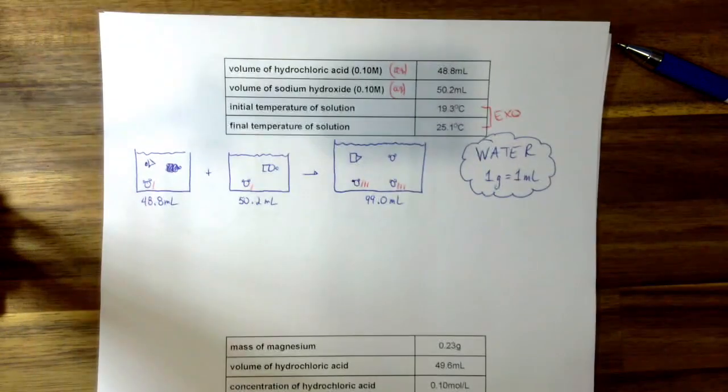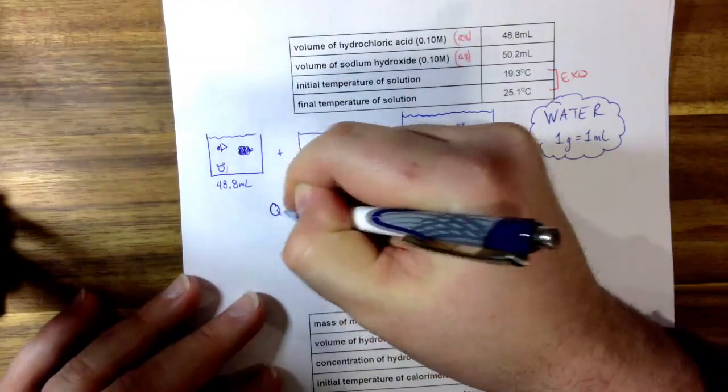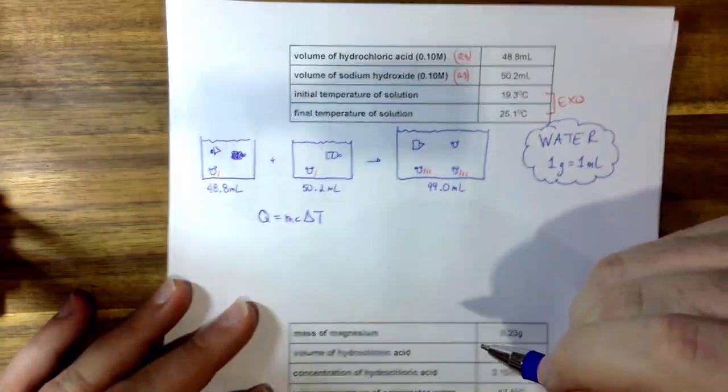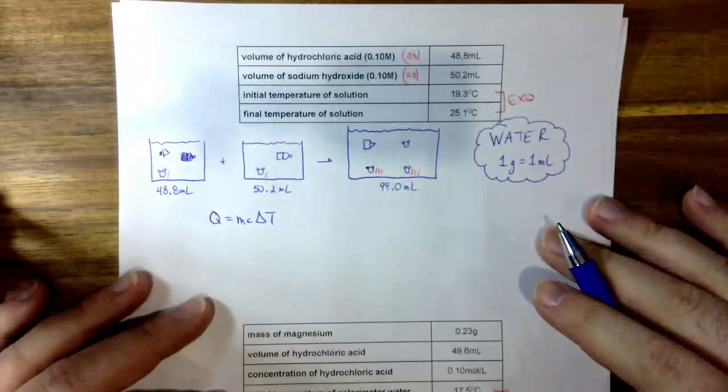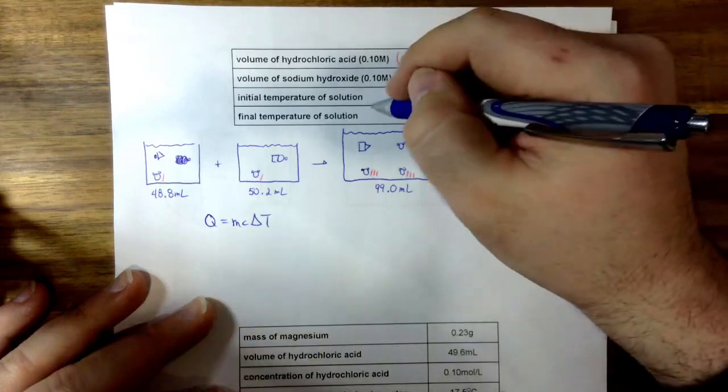Okay, so let's look at the math on these 2 things. We're just going to start off with Q today, and then we'll come back and do a bit more analysis. So Q equals mcΔT. Now for this reaction, in terms of what's rising in temperature, it is the water.